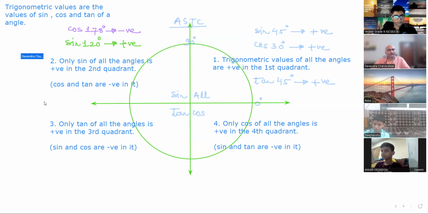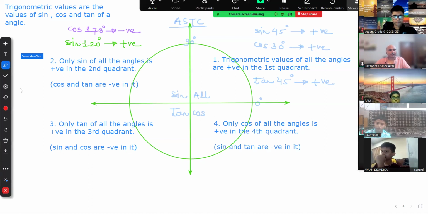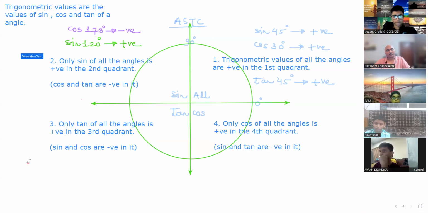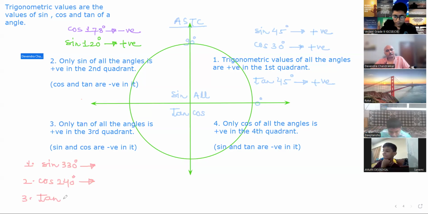So I'm giving you this exercise. First, you have to respond to this exercise in the same sequence in the chat window, and then you can write while I check your responses. So first one is you have to just mention whether they are positive or negative. So sine 330, don't answer, don't prompt here. Okay. Cos 240 degrees, positive or negative. Tan 120 degrees, positive or negative.